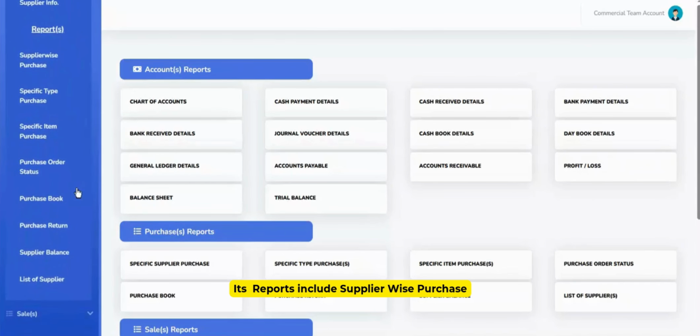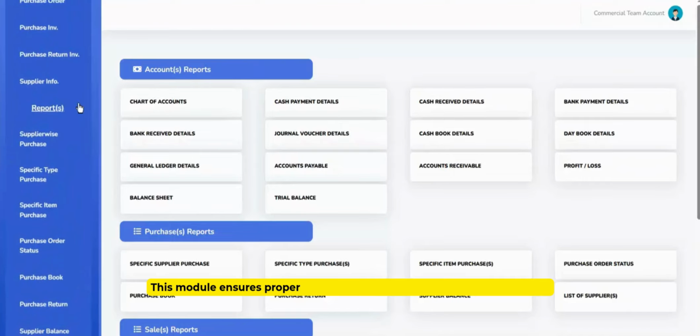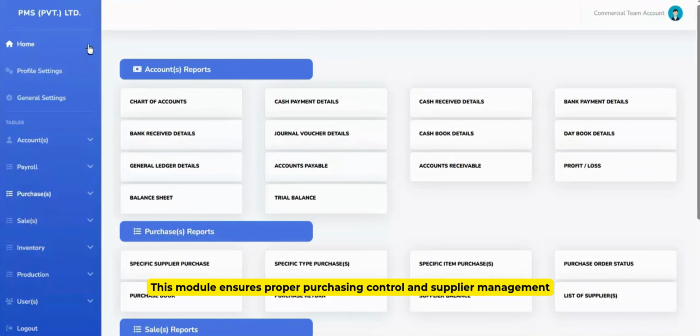Its reports include supplier-wise purchase, specific type purchase, specific item purchase, purchase order status, purchase book, purchase return, supplier balance, and list of suppliers. This module ensures proper purchasing control and supplier management.